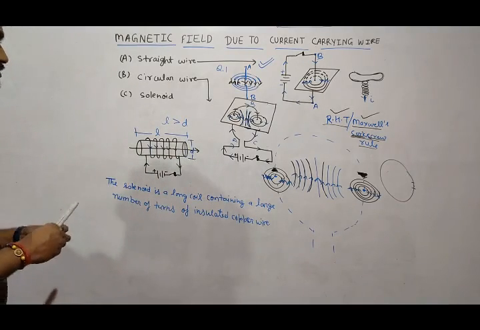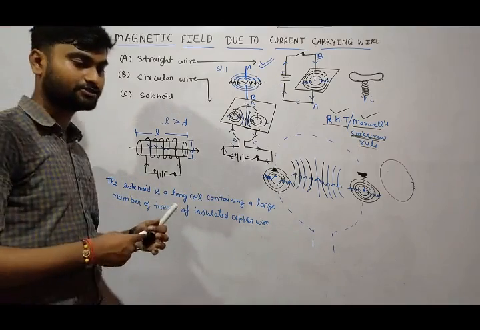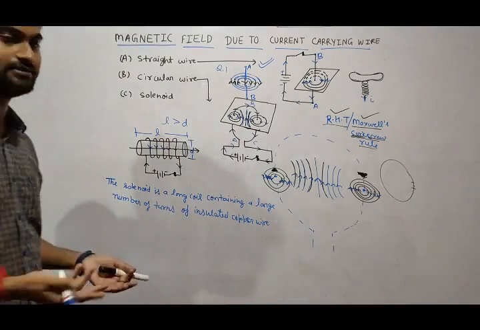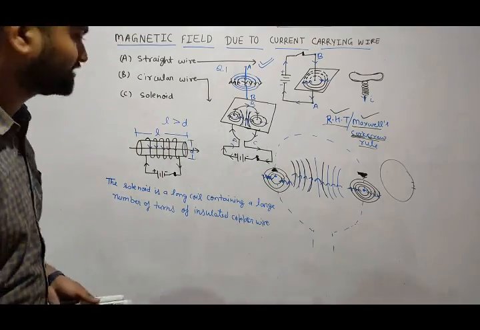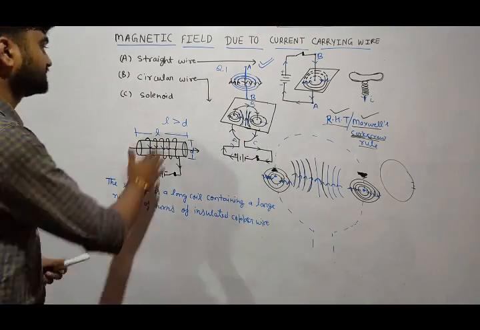Okay. So what is the direction inside the solenoid? Inside or outside the solenoid, what is the magnetic field pattern around it?